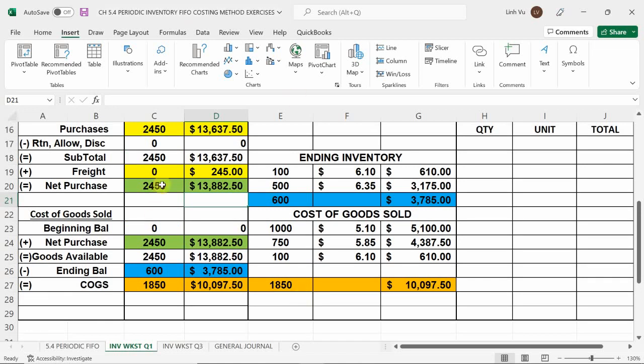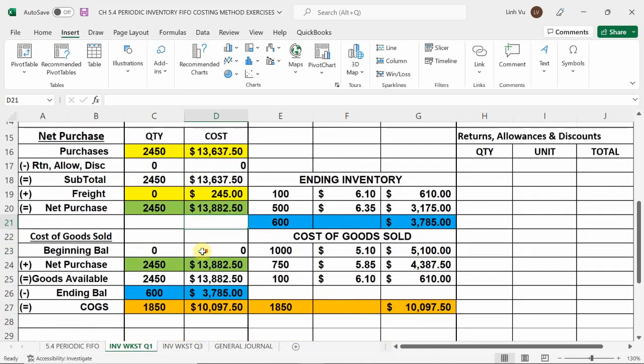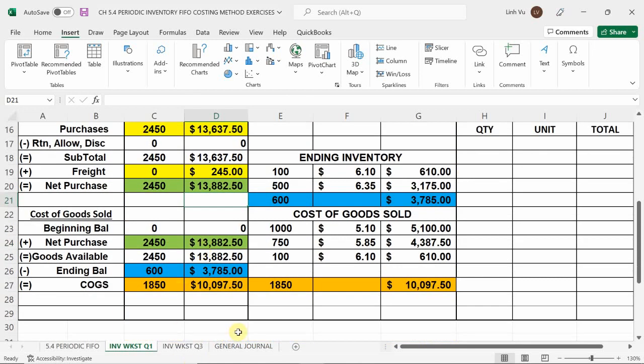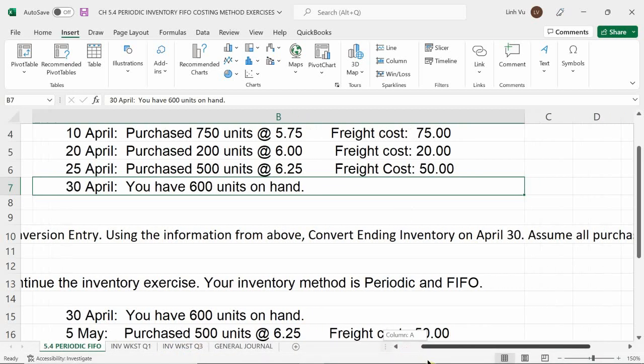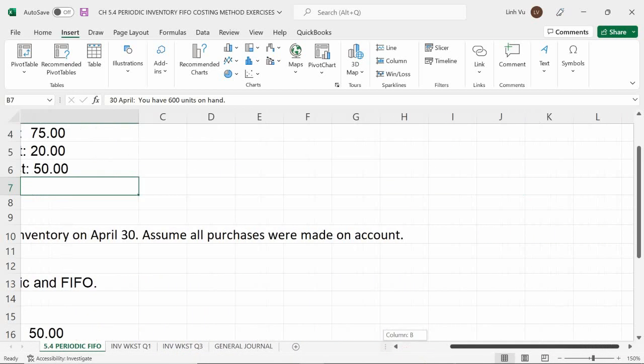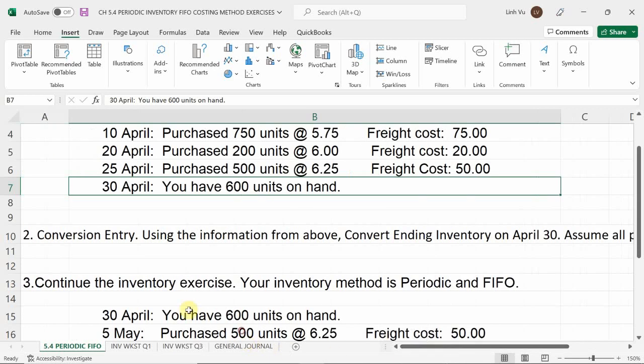Now, because we finished our table, the last thing that we have to do is complete our conversion entry. So again, question number 2 says conversion entry: using the information from above, convert the ending inventory on April 30th. And then you have right here, assume that all purchases were made on account. I don't know, that wouldn't make a difference, but anyways. So let's go ahead and do our conversion entry.